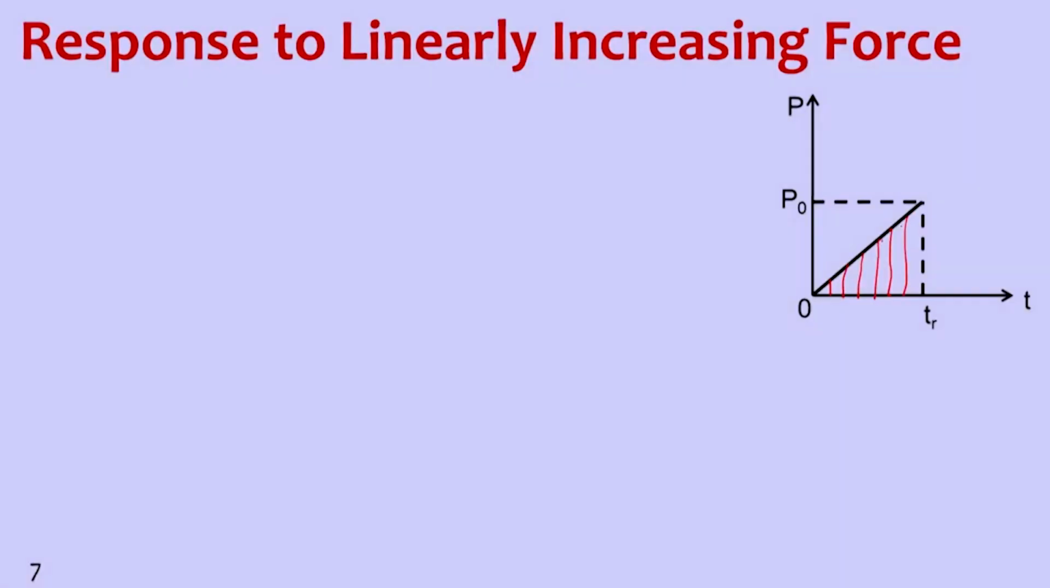When the force is increasing gradually, how do we find the response? Again using the same principles, this function P of t is P0, which is the amplitude, the final value, into t by Tr. Tr is the time up to which the ramp goes. When time t is equal to 0, P is equal to 0 from this function. When time t is equal to Tr, it attains its full value.